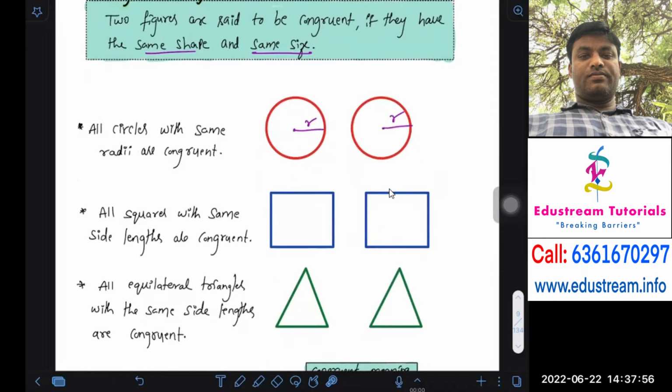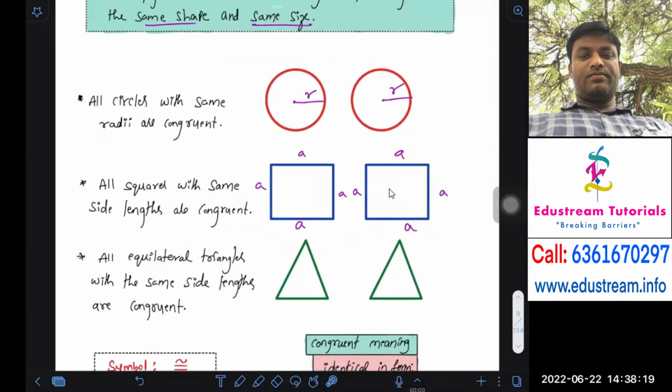Next, let's go to the square. Now see this square having equal lengths A. This also has an equal length A. So therefore, these two squares are congruent. That means they have the same shape as well as their side lengths are equal. So we call them congruent figures, congruent squares.